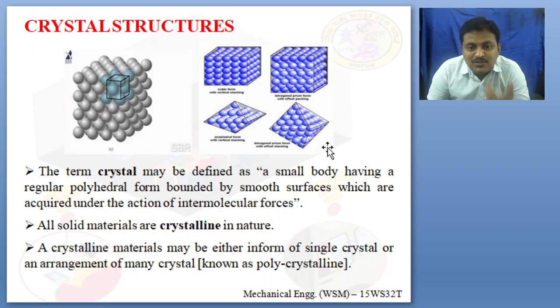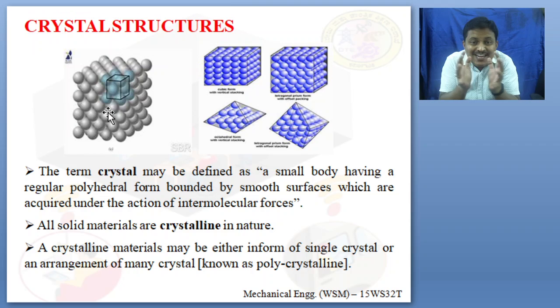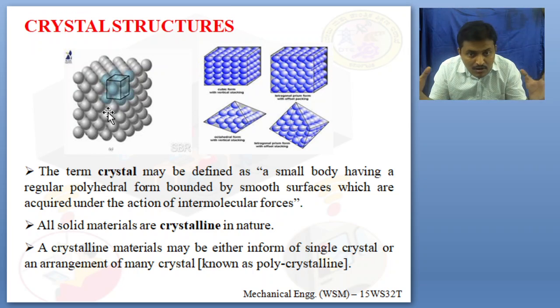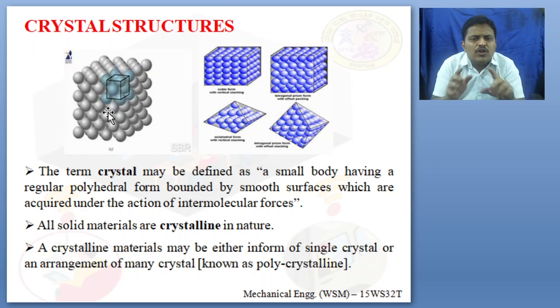Crystal structure means what? If you see in this sketch, there is a number of atoms. In the background you can see there is a round shape. Each round shape is one atom. When we combine a number of atoms, what do we call it? We call it a crystal structure. Number of atoms are combined together in a well-defined boundary.